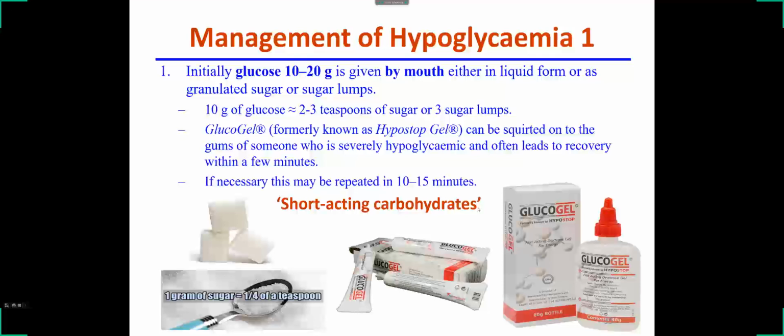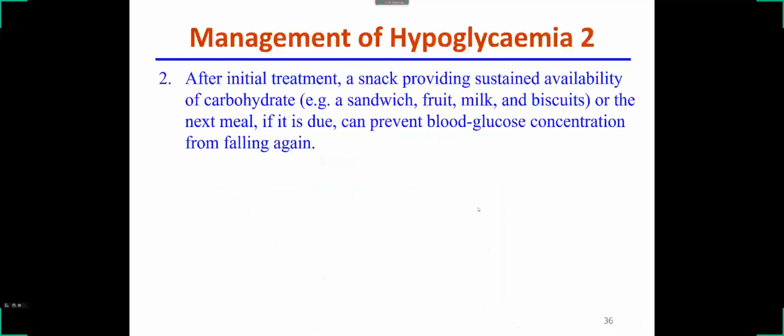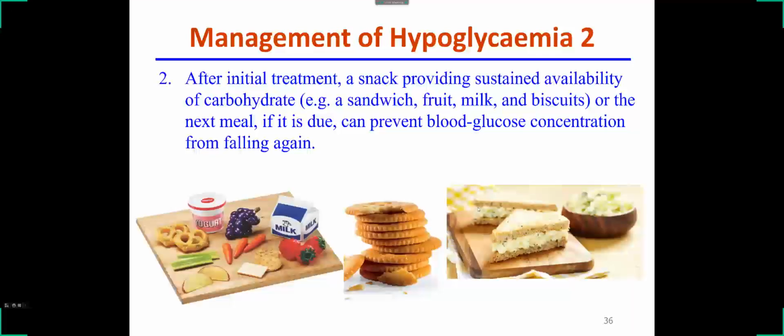If you don't see immediate changes in, say, minutes, you can repeat this in the next 10 or 15 minutes. After the initial treatment, try to give them some food, again providing sustained carbohydrates: noodles or a sandwich, fruit, milk, or some biscuits or cookies. Or, if it's time to eat, have them go ahead and eat. This can prevent blood glucose concentrations from falling again because you're providing long-lasting carbohydrates.